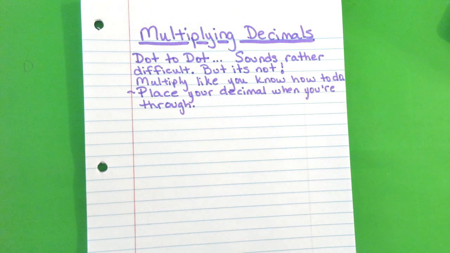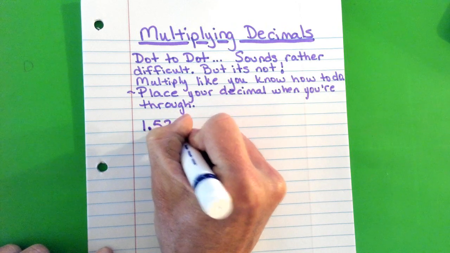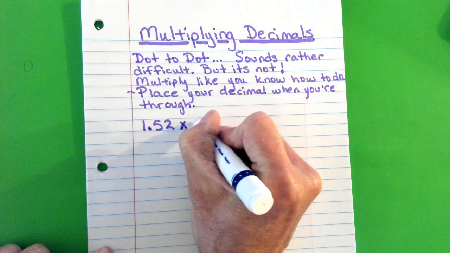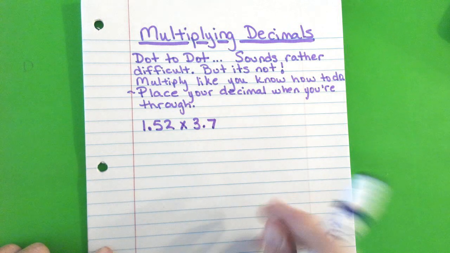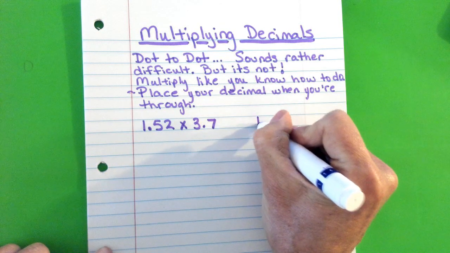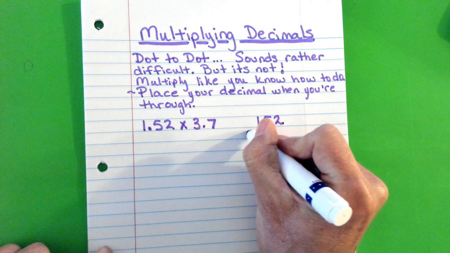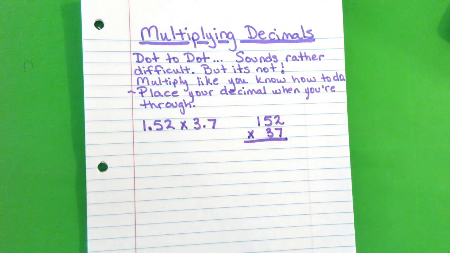Okay, by now I should have paused the video and you wrote it down, and let's get started with our first example. So multiplying decimals is just like multiplying any other number. Let's say, for example, I have 1.52 and I'm going to times it by 3.7. Nobody likes to multiply horizontally, so I would set this up vertically. So at first, let's completely ignore the decimals. Let's call it 152 times 37.